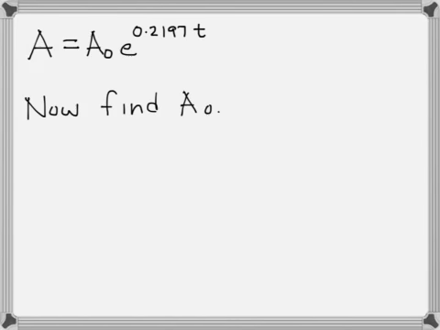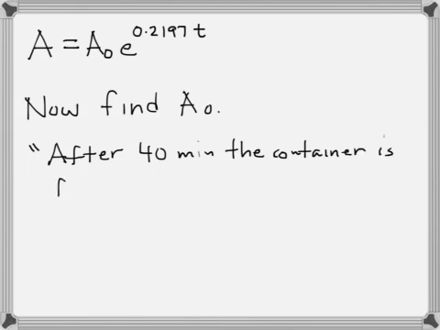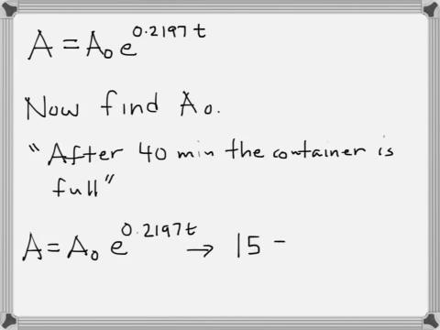So next up we want to find what A0 is. Looking through the original problem, it says after 40 minutes the container is full, and it was a 15 liter container. So the amount will be 15, so we'll plug 15 in for A there. And the time that happened was 40 minutes, so we'll plug 40 in for T. And you can see that leaves us an equation with just A0 in there, so we can solve for A0.